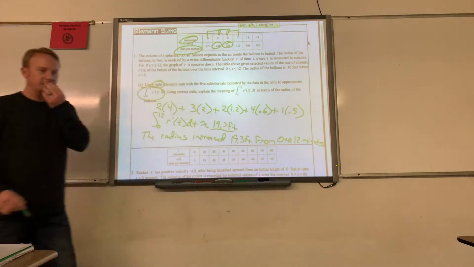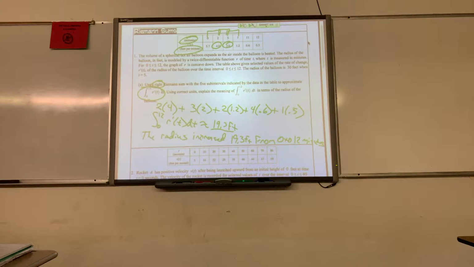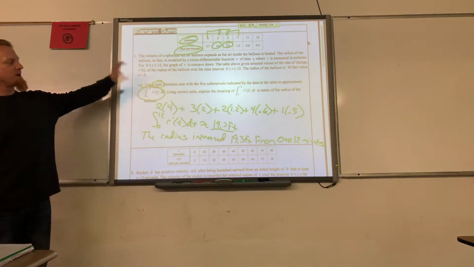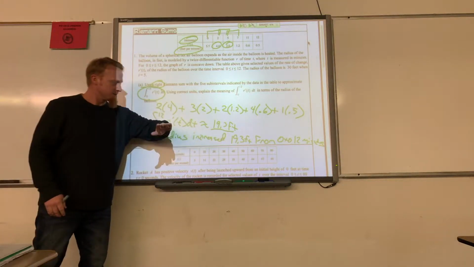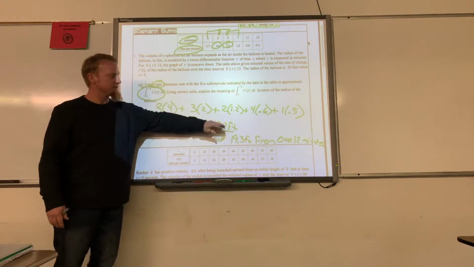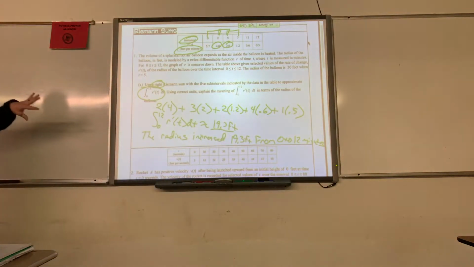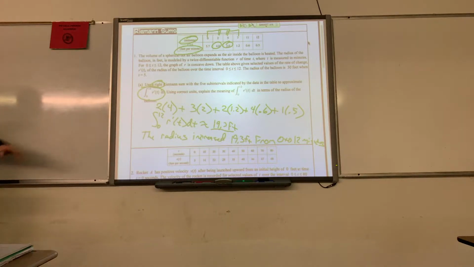Very good. But we usually need to start with what Abby and Alidi were saying. Start out with something general and then make it apply to this problem. You need to understand what it is you're talking about. This problem was talking about a radius. So my radius increased this much from 0 to 12 minutes. Make it specific to the problem. Get a general idea and then translate that to something specific.